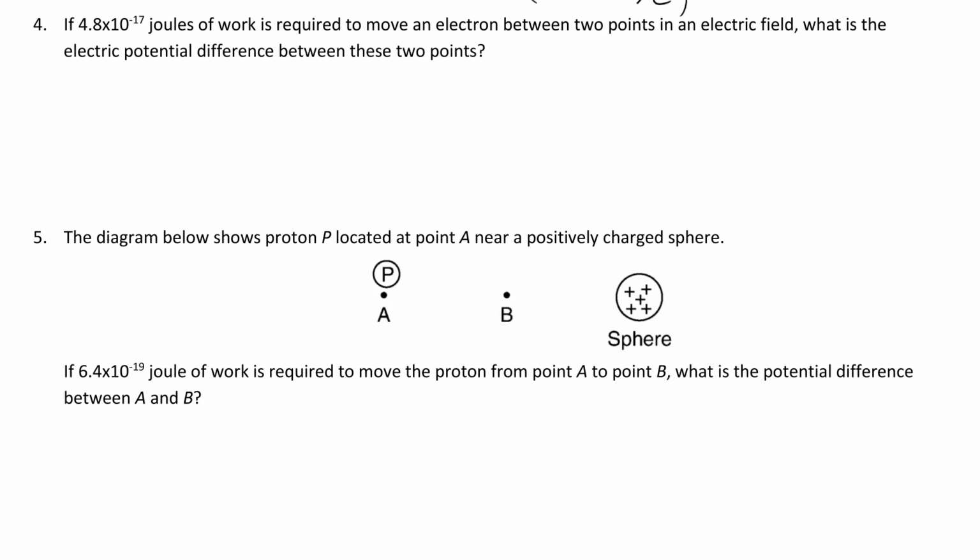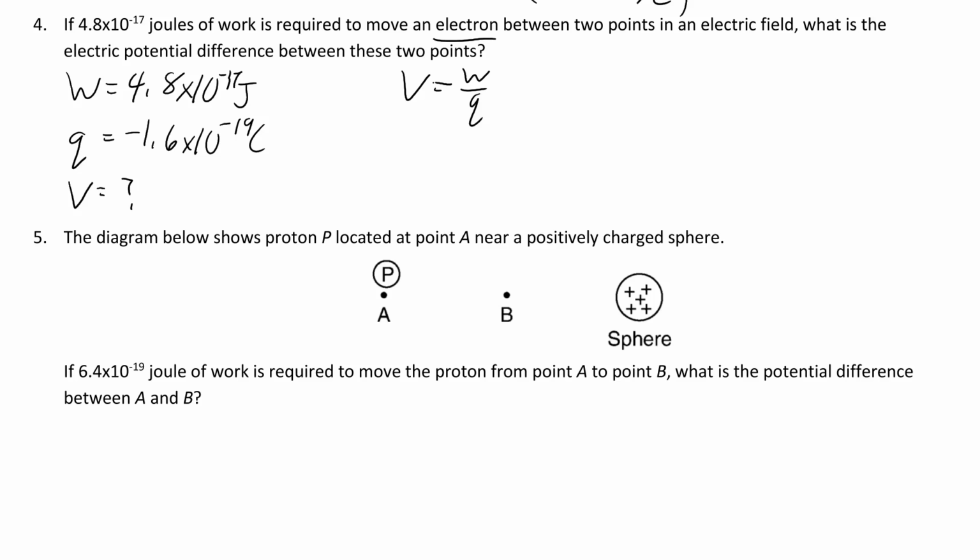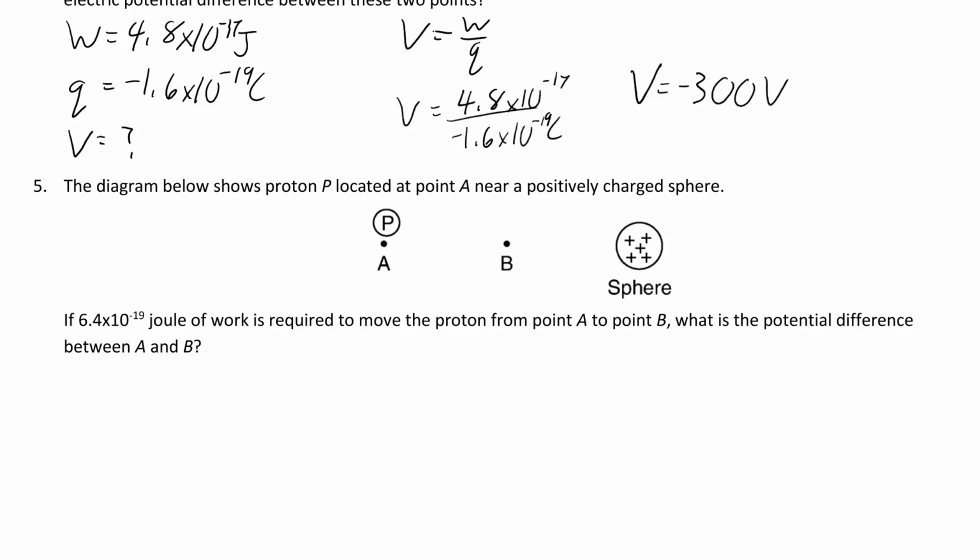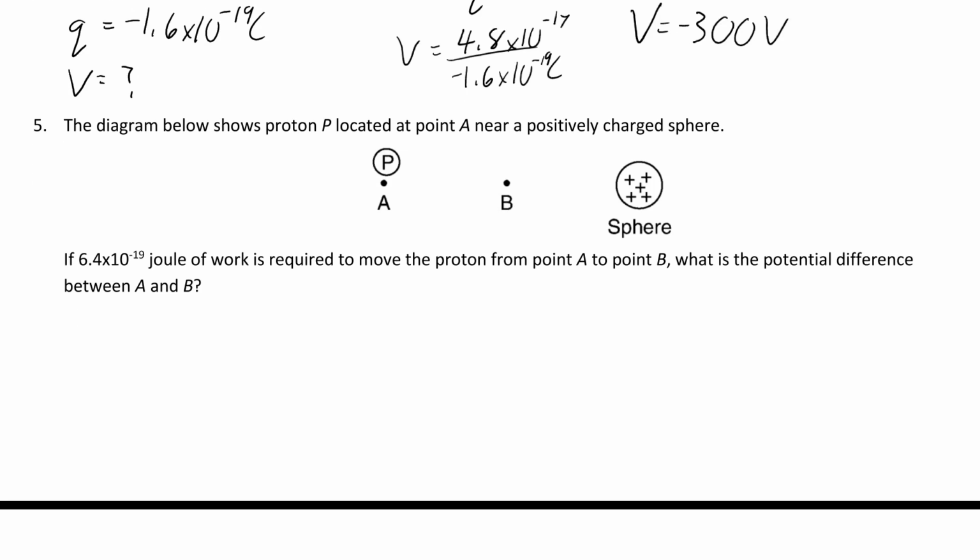Number 4, 4.8 times 10 to the negative 17 joules of work is required to move an electron. So that's a key piece of information. They're telling you the charge, and they're asking for the potential difference. So you write your equation, you substitute, and you solve. So you get negative 300 volts. All right, number 5 says the diagram below shows a proton located at point A near a positively charged sphere.